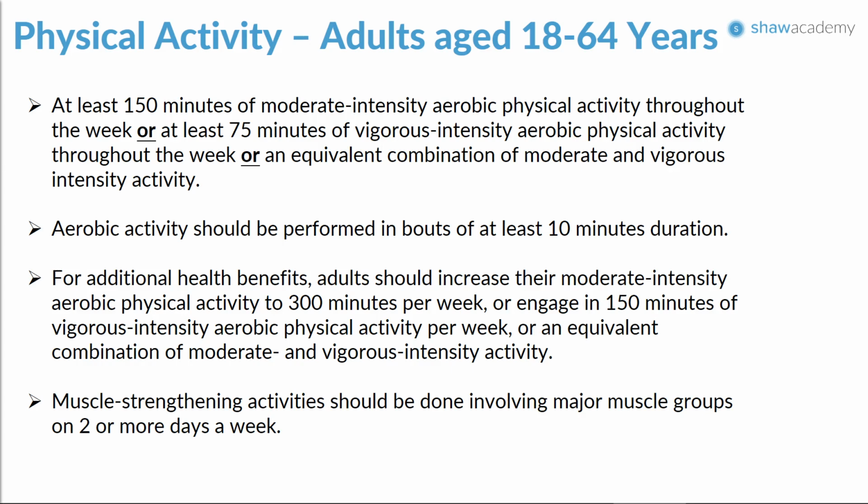And for additional health benefits, adults should increase their moderate intensity aerobic physical activity to 300 minutes per week, or engage in 150 minutes of vigorous intensity aerobic physical activity per week, or an equivalent combination of moderate and vigorous intensity activity. Muscle strengthening activities should be done involving major muscle groups on 2 or more days a week. So that is the minimum requirements, basically to get health benefits and to keep your body healthy. Of course, some people may do more than this if they have specific training goals and things like that.